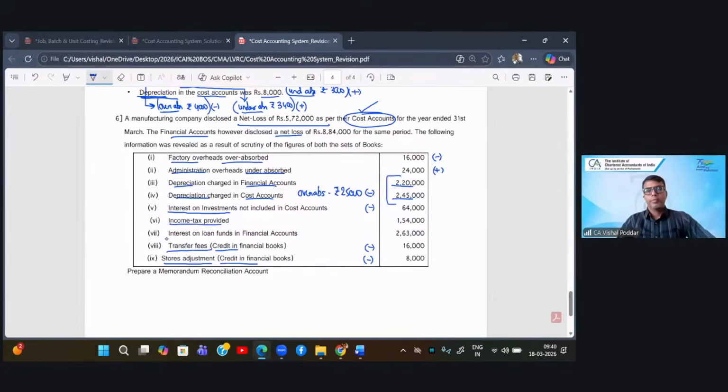Income tax provided, interest on loan funds, these two are your expense. Again, which expense? Financial expense. Now, what is the impact of this? These are expenses only in my financial books. Because of this, my financial loss will be higher because these are expenses of financial nature only appearing in financial books. So my financial loss is higher. My starting point is costing loss. I will climb upwards.